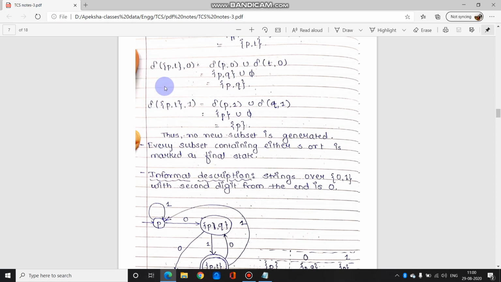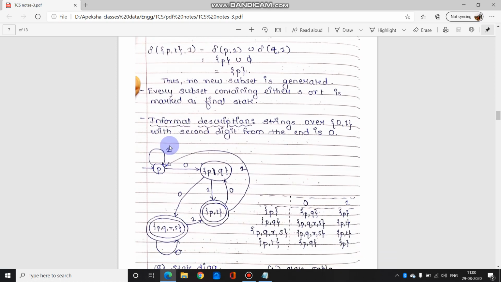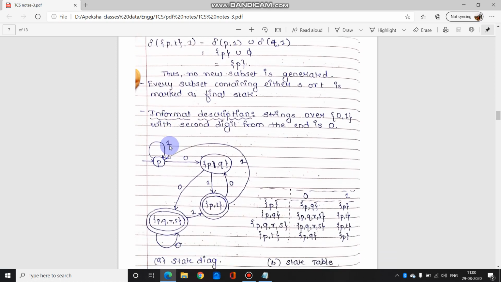Now, when you make the final diagram, we know that S and T were the final states in the original table. So every state containing S or T will be marked as a final state. The informal description given is written directly here, but I'll tell you how to find it. First we'll draw this transition diagram. Based on the three steps we solved above, this is the transition table, and based on that this is the state transition diagram.